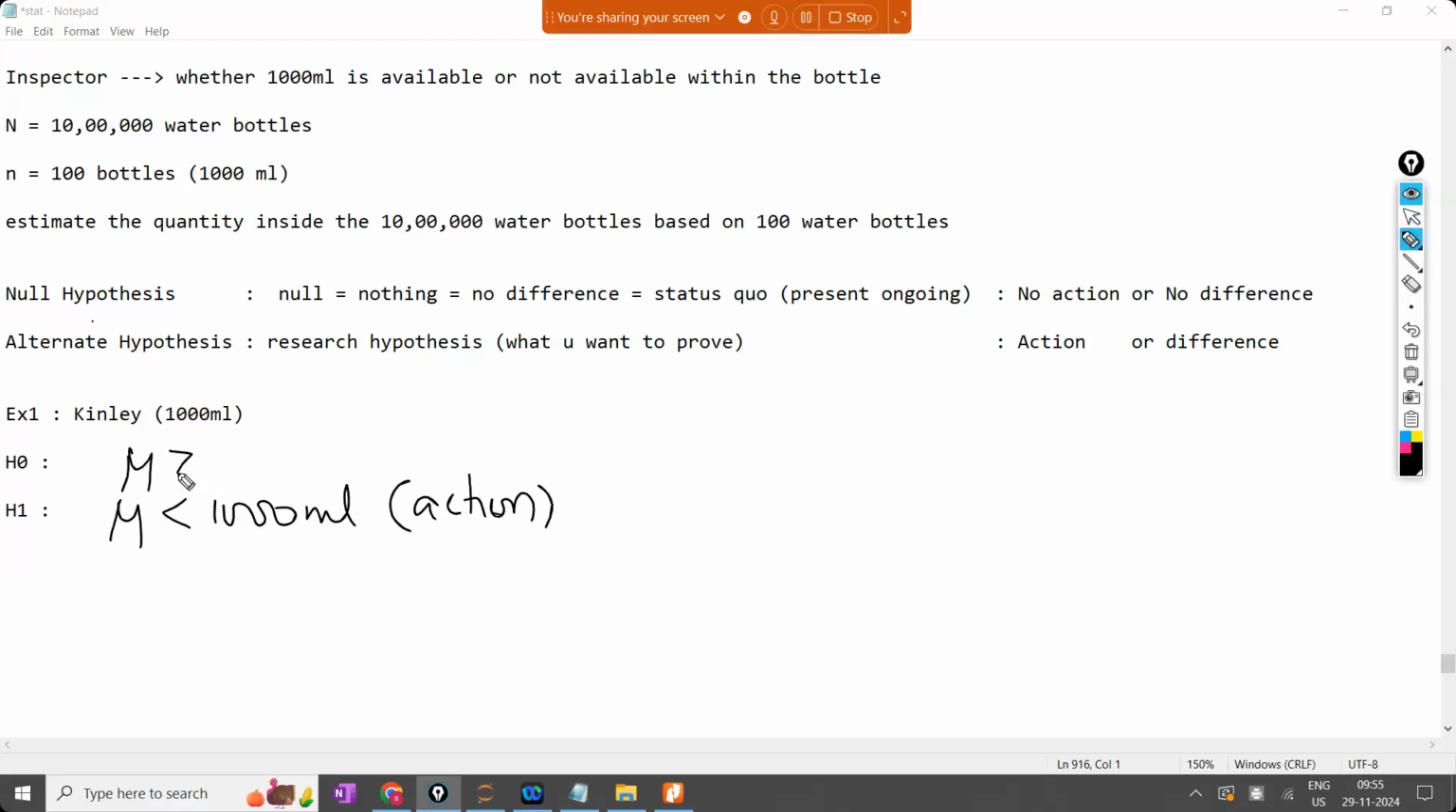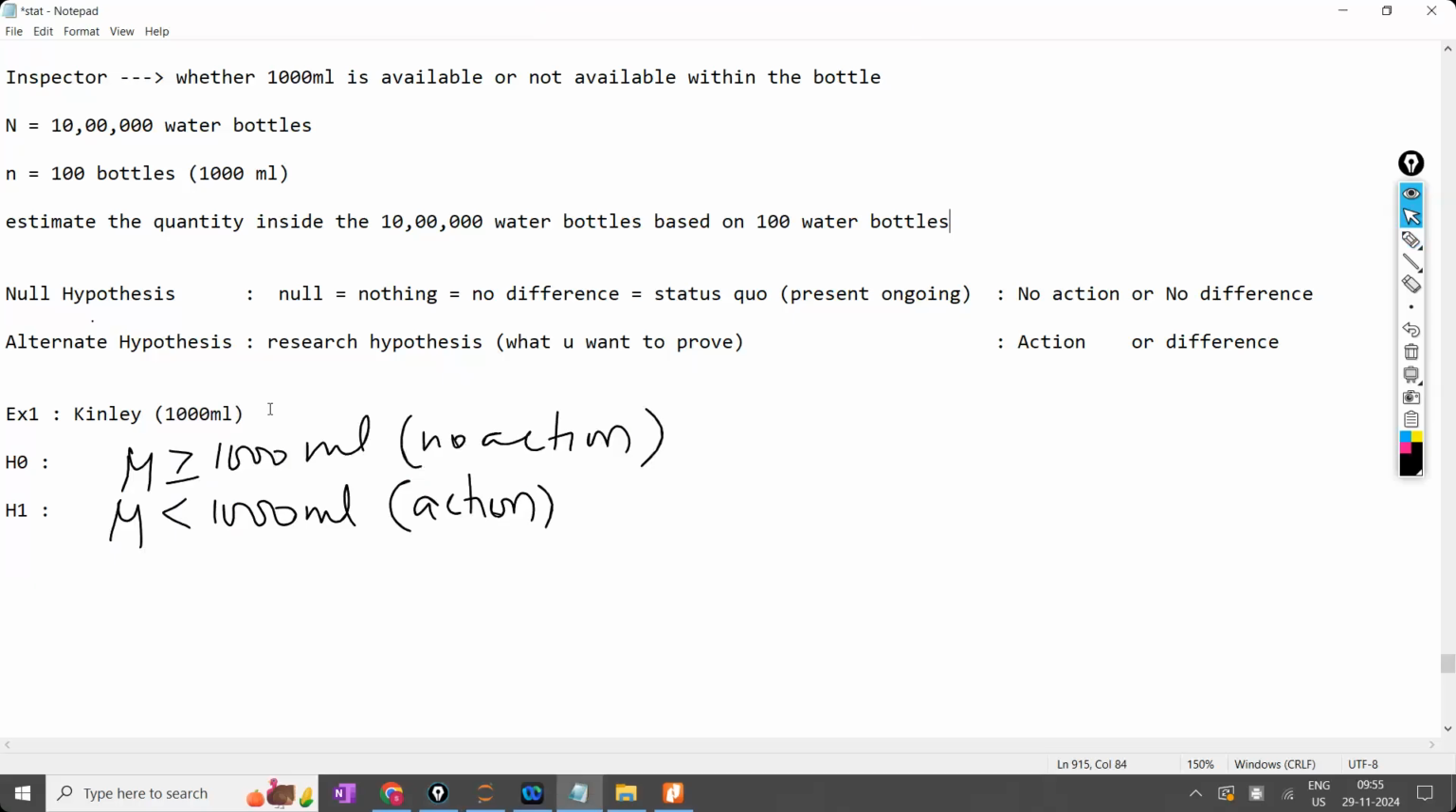Mu greater than or equal to 1000 ml, you are not going to take any action. When the inspector is doing this hypothesis testing, which inspector? Quality inspector, not police inspector. Whoever the inspector is, who is going to inspect, for him this is the null and alternate hypothesis.